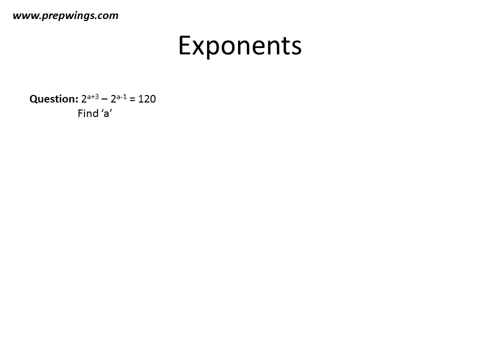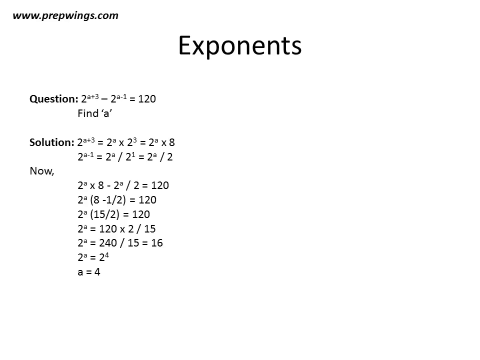It says 2 raised to power a plus 3 minus 2 raised to power a minus 1 equal to 120. We have to find a. Now 2 raised to power a plus 3 is 2 raised to power a into 2 cube, which will be 2 raised to power a into 8. And 2 raised to power a minus 1 can be written as 2 raised to power a divided by 2 raised to power 1, which is equal to 2 raised to power a divided by 2.